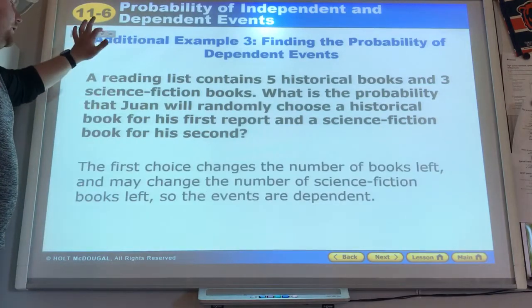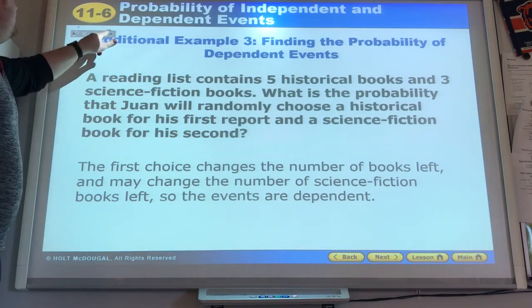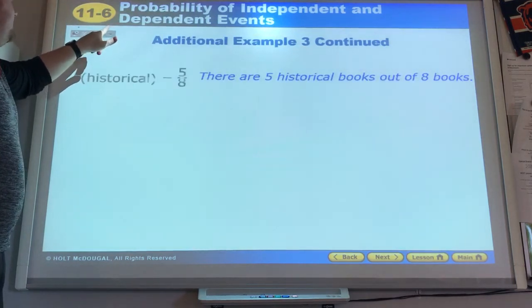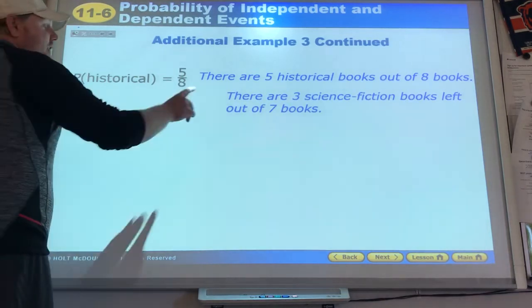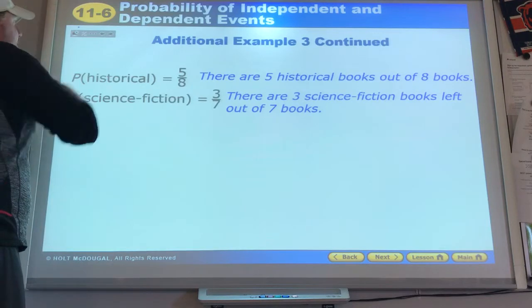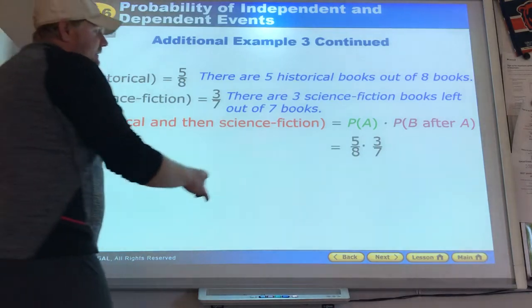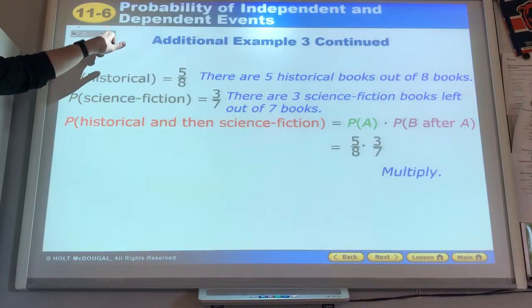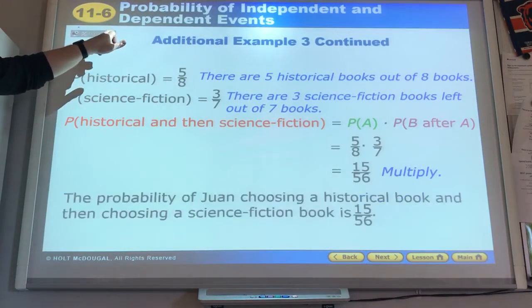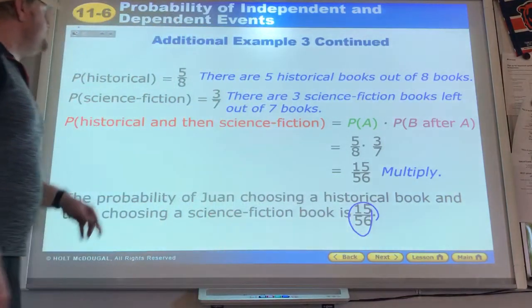Okay. The first choice changes the number of books left and changes the number of science fiction books left. So the events are dependent. So there are 5 history books out of 8. So that's 5 out of 8. There are 3 science fiction books out of 7 that are left. So that's 3 out of 7. So we take 5/8 for the history book times the 3 out of 7 for the science fiction books. We multiply those and we get 15 out of 56. That is our probability of getting that. And we know we could always change it into a percent, but there's no need.